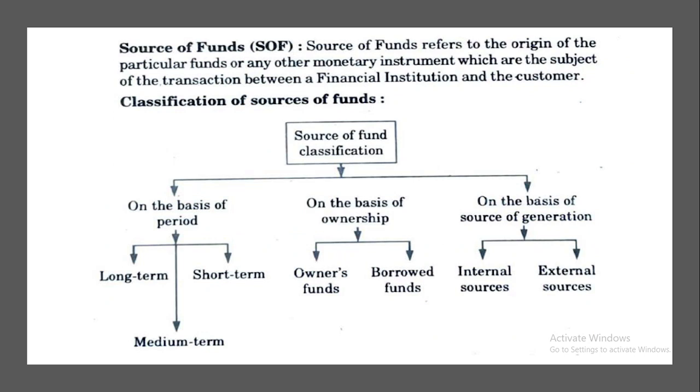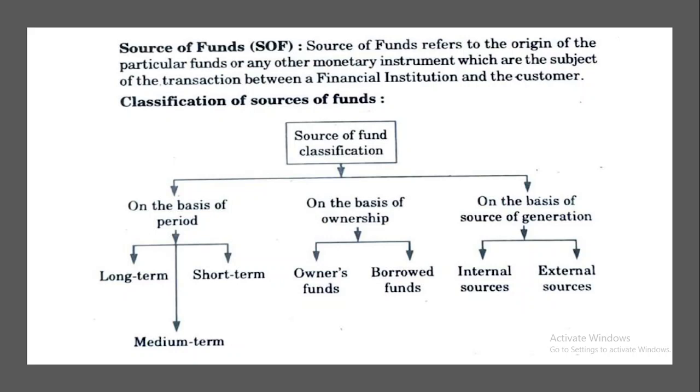The source of fund refers to the origin of the particular funds or any other monetary instrument which are the subject of the transaction between a financial institution and a customer. The classification of sources of funds is done in terms of different categories. The main sources of funds are classified into three basic points: on the basis of the period, on the basis of the ownership, and on the basis of the source of generation.